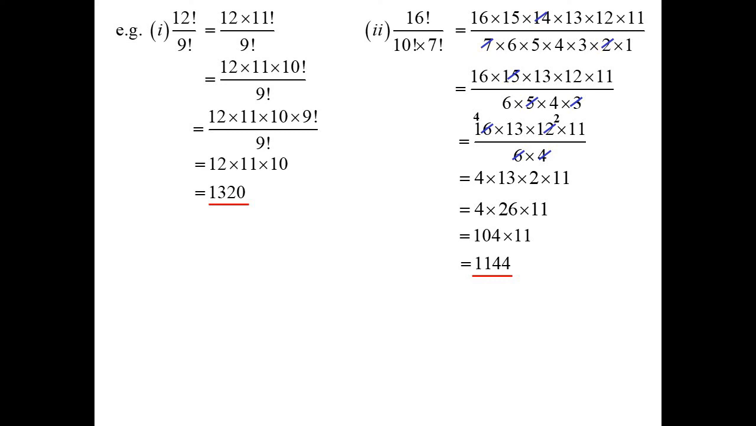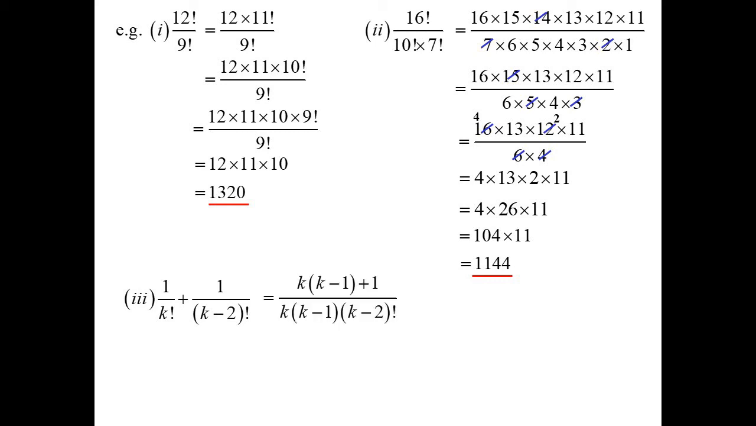But we don't always have numbers. Sometimes it might be algebra, and so we need to know the technique of rolling out that factorial so we can cancel. Because if I got something like this, an algebraic fraction, 1 on k factorial plus 1 on (k minus 2) factorial, how am I going to do it? We need to get a common denominator. So my common denominator, well, if I rolled out the k factorial, I would have k times (k minus 1) times (k minus 2) factorial.